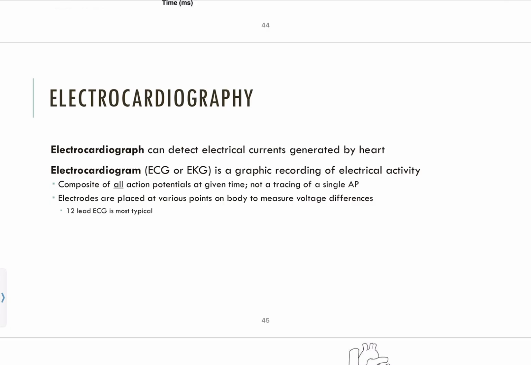And this is achieved by placing electrodes at various locations on the body to measure voltage differences. So the standard is really a 12-lead EKG, and it's going to help provide a comprehensive view of the heart's electrical activity that's frequently used in clinical settings. If you do an EKG in lab, we don't have the 12-lead EKGs. Instead, you'll be using a 3-lead EKG.